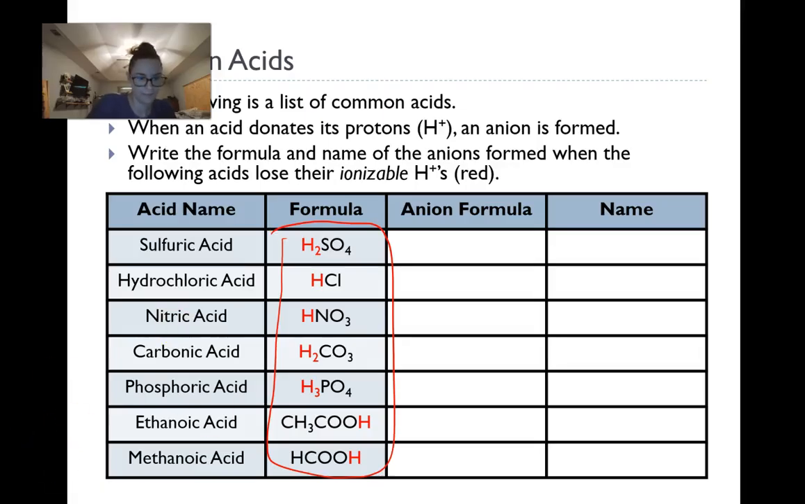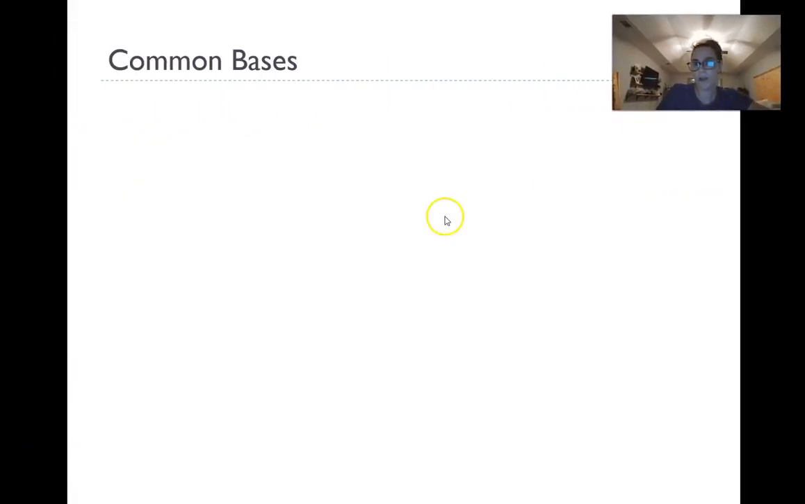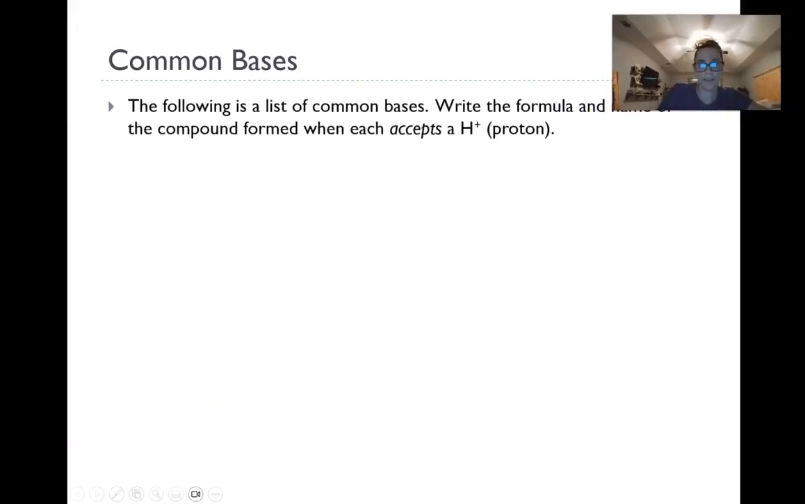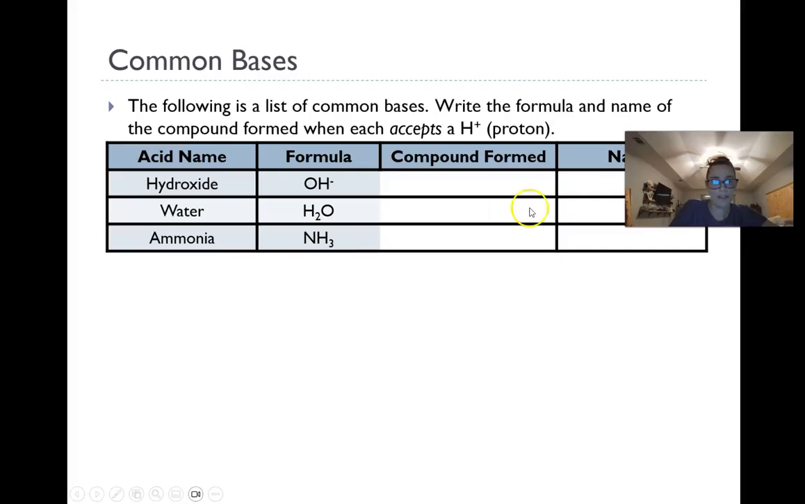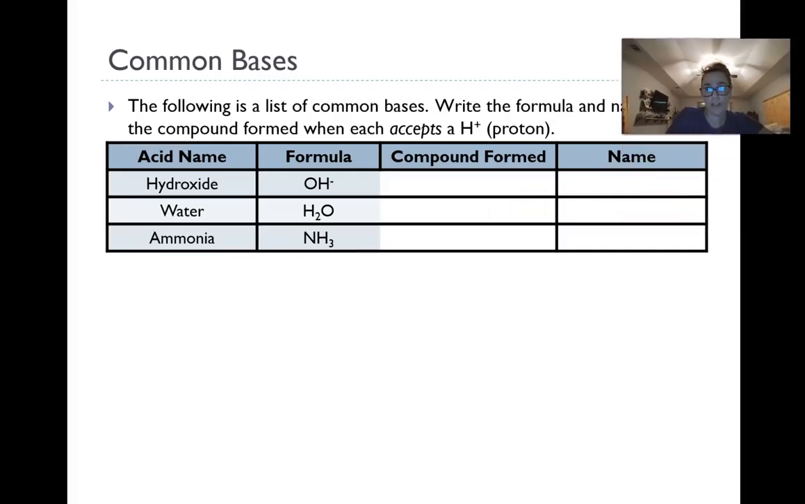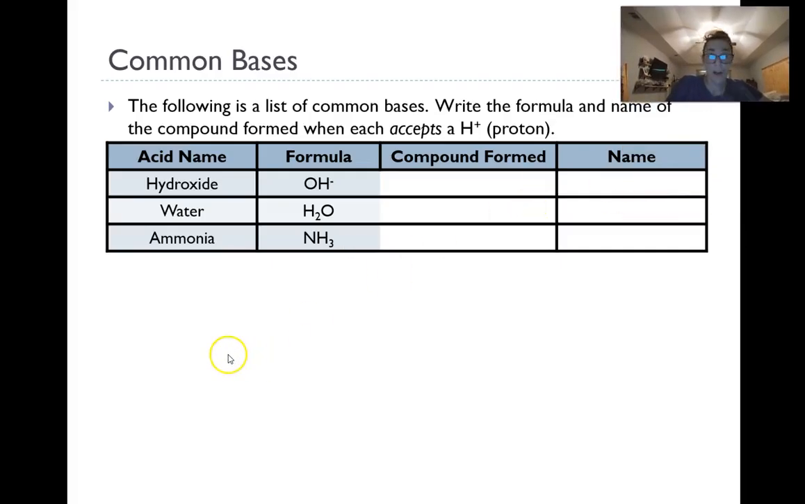All right. So now that we talked about some common acids, we're going to talk about common bases. The following is a list of common bases. I talked about hydroxides already. Water is also a common base. Remember I said it can accept protons. And then ammonia is another one. So I want you to write the compound formed after this. Why does that say acid? It should say base. I'm sorry. I have to change that on your notes, but that's base.